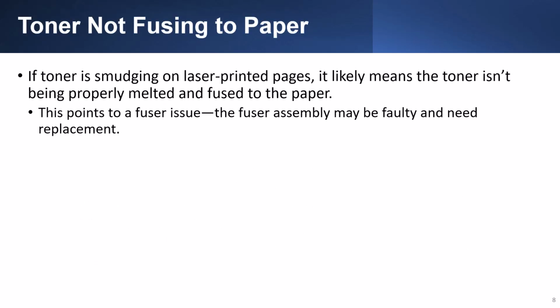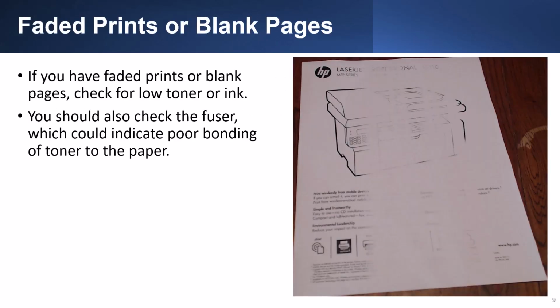If toner is smudging on laser printer pages, it likely means that the toner isn't being properly melted and fused to the paper. This points to a fuser issue. The fuser assembly may be faulty and need replacement. If you have faded prints or blank pages, check for low toner or ink. You should also check the fuser, which could indicate poor bonding of toner to the paper.